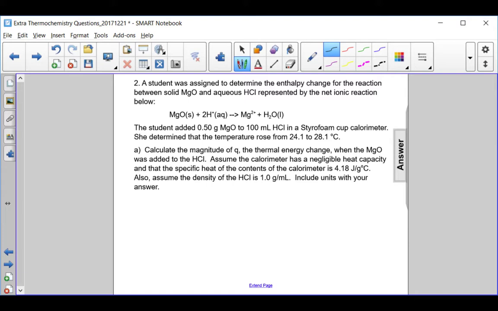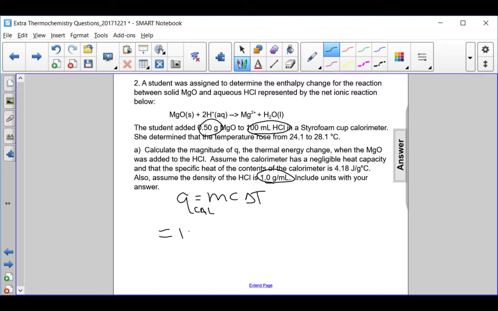Okay, so this is just a Q equals MC delta T problem, because we're given the mass of the calorimeter contents, the specific heat, and the change in temperature. So this is the Q for the calorimeter, because we're measuring the temperature of the calorimeter. So the mass is 0.5 grams of MgO, and then if we have 100 milliliters of HCl with a density of 1 gram per milliliter, that's 100 grams of HCl.